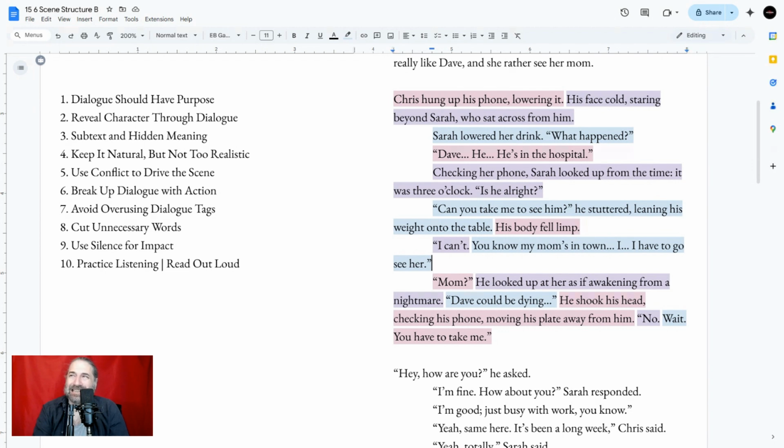He stuttered, leaning his weight on the table. His body fell limp. I can't. You know my mom's in town. I have to go see her. Mom? He looked up at her as if awakening from a nightmare. Dave could be dying. He shook his head, checking his phone, moving his plate away from him. No, wait. You have to take me.